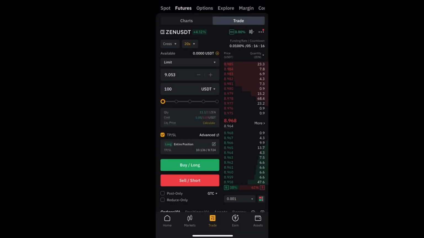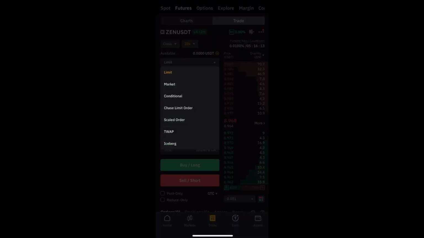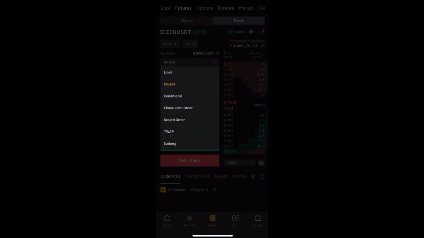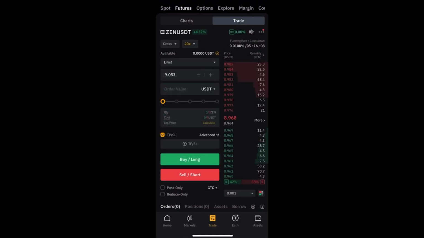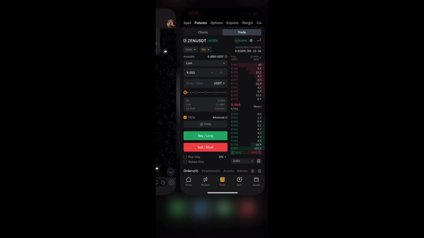Then limit. This is a limit order. Make sure it is on limit, not market. Make sure it's on limit. That is all. You set the target price as you want, the target price you want the order to be triggered. Then go back to the signal.